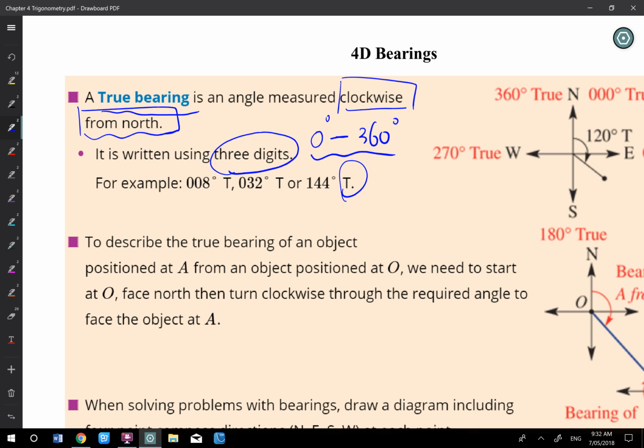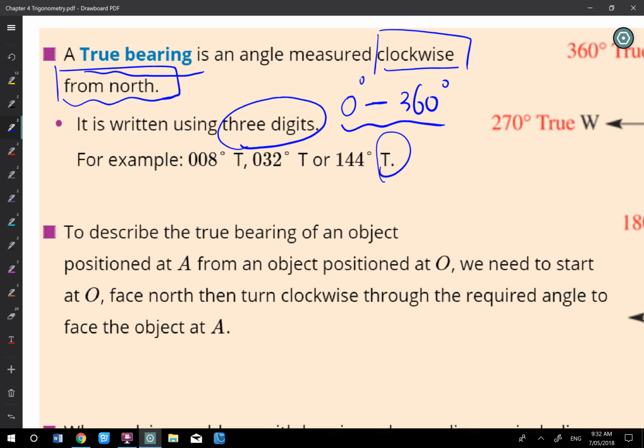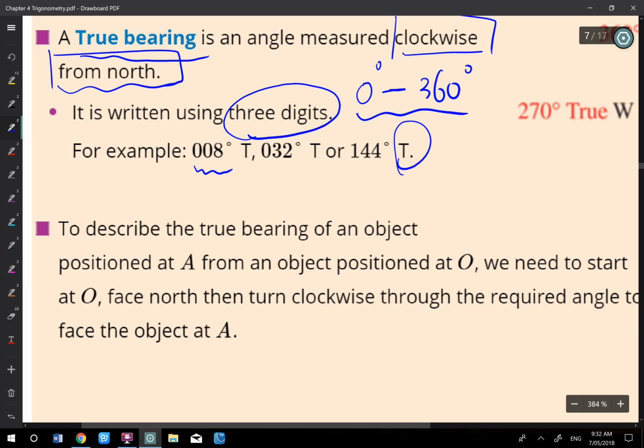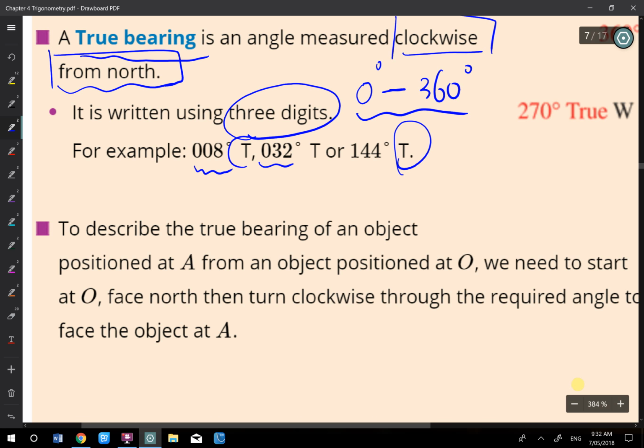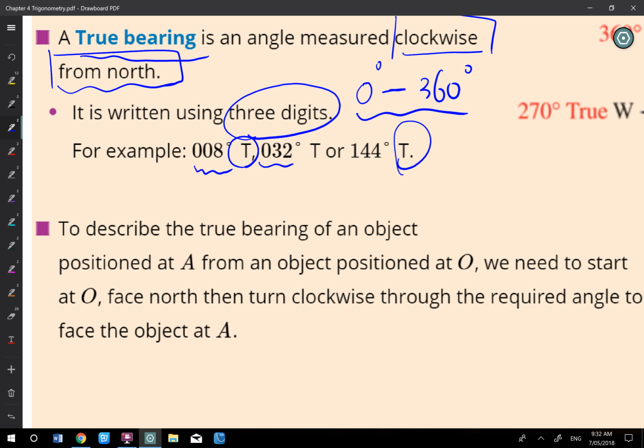Then we have 2-digit numbers and 1-digit numbers. For example, a bearing of 8, we need to write 008 to give 3 digits. When we have 2 digits only, like 32, we must write 032 degrees, to give 3 digits. And then we must have the T at the back. So start from north, go clockwise, have 3 digits, and have the T at the back. A lot of requirements for the bearing.